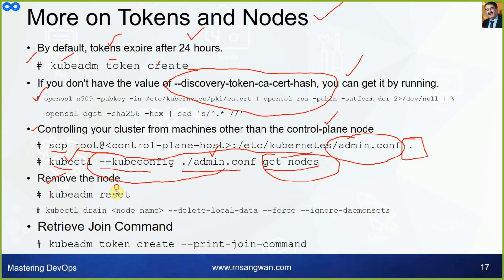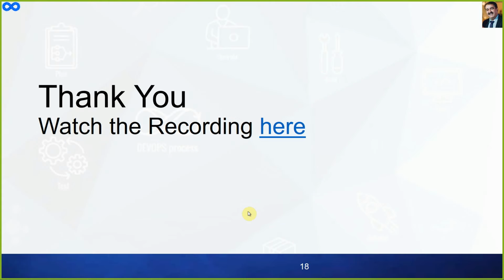To remove the node, you can use kubeadm reset, kubectl drain node name, delete-local-data, force, ignore-daemonsets. And if you want to retrieve the complete join command, you can use print-join-command. You can watch the recording at this link.